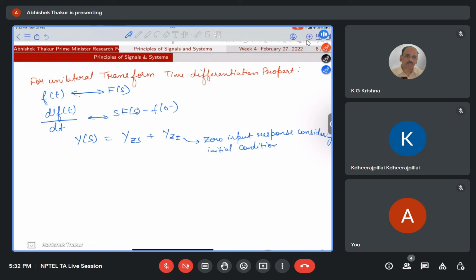This is useful for the inductor and capacitor in the network theory course. And this is the zero state response, which depends on the input. So this assumes the initial condition to be 0. Zero state response, with input only, considering the initial condition to be 0.